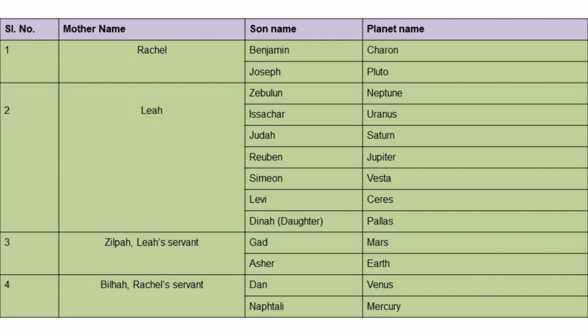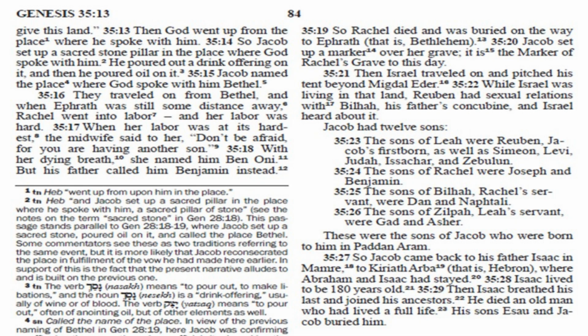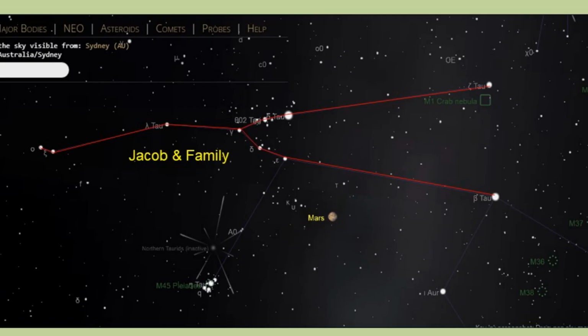More details about the 12 planets of the solar system are there in my previous presentation, 12 planets in the solar system. After this, Jacob came back to Hebron where his father Isaac was staying, as mentioned in verse number 27. The constellation Taurus represents the Hebron where Abraham, Isaac and Jacob stayed. This is the land God promised to give to Abraham and his descendants.